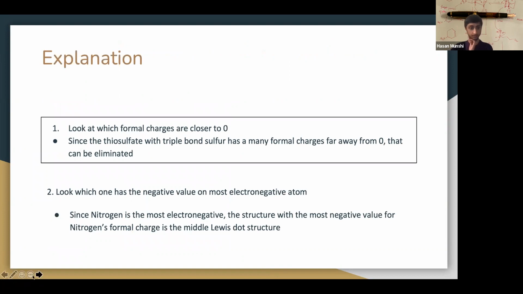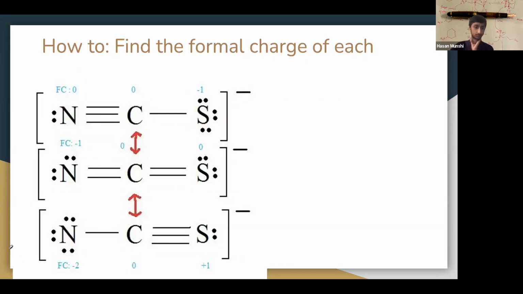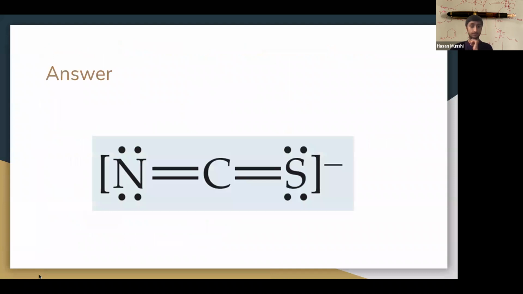Okay, so again here, let's go back. Sorry, there's some technical issues. PowerPoint's kind of annoying with Zoom. Okay, so you see here sulfur -1 versus nitrogen -1. Nitrogen is more electronegative than sulfur, therefore this one is better. And that would be the correct answer.